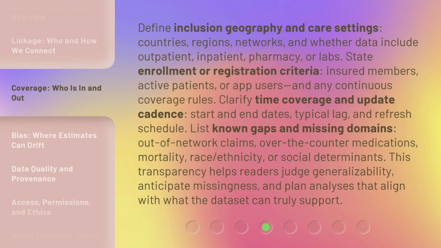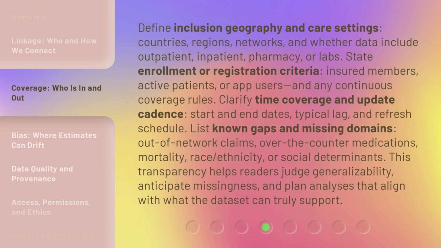Define inclusion geography and care settings: countries, regions, networks, and whether data include outpatient, inpatient, pharmacy, or labs. State enrollment or registration criteria: insured members, active patients or app users, and any continuous coverage rules. Clarify time coverage and update cadence: start and end dates, typical lag, and refresh schedule.